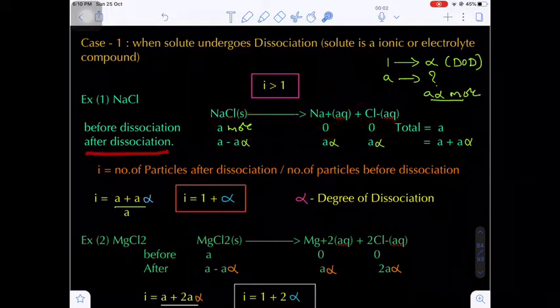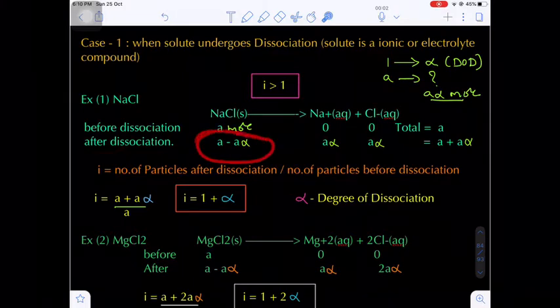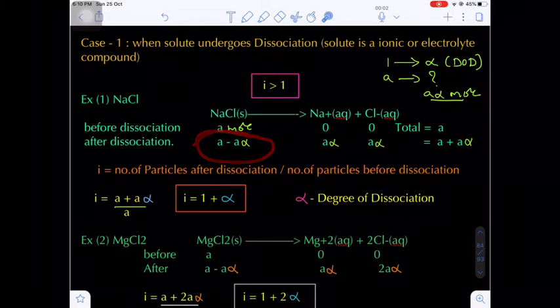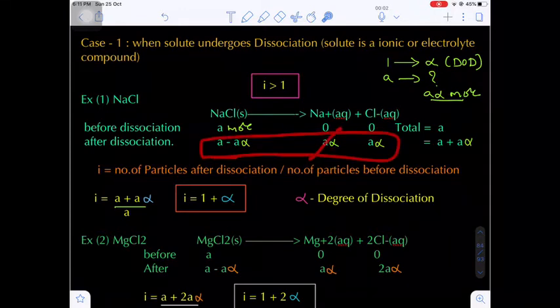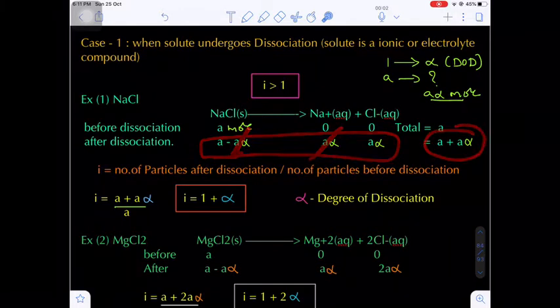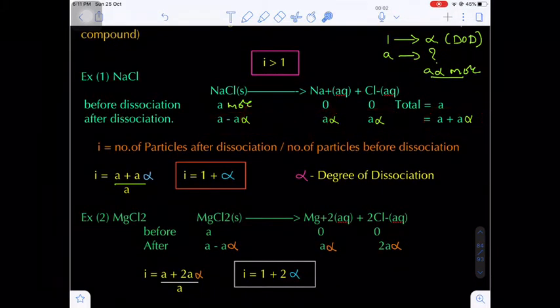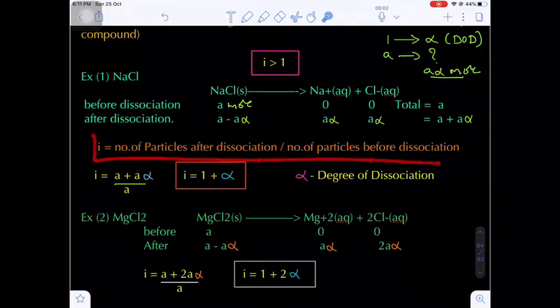After dissociation, a minus a alpha moles of NaCl are left, and a alpha moles of Na+ and a alpha moles of Cl- are formed. If you add these three, the minus a alpha and plus a alpha cancel. Finally, the number of solute particles present after dissociation is a plus a alpha.